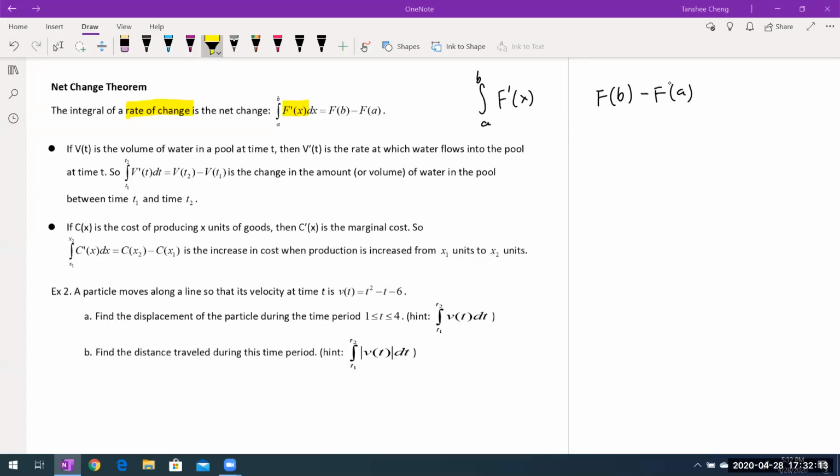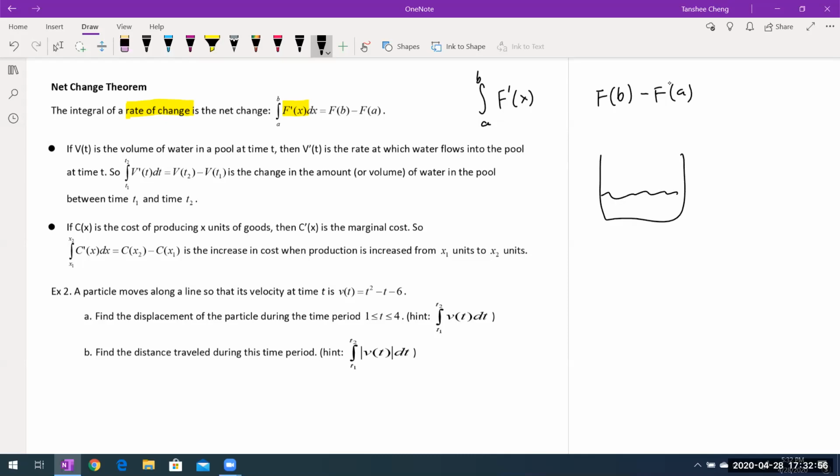So you can see that if V prime of t is the rate at which the water flows into the pool at time t, then going back to the rate of change, when you're talking about the integral from t sub 1 to t sub 2, the starting time to the end time, of this rate of change function, how fast this is growing going into the pool, that tells you the change in the volume.